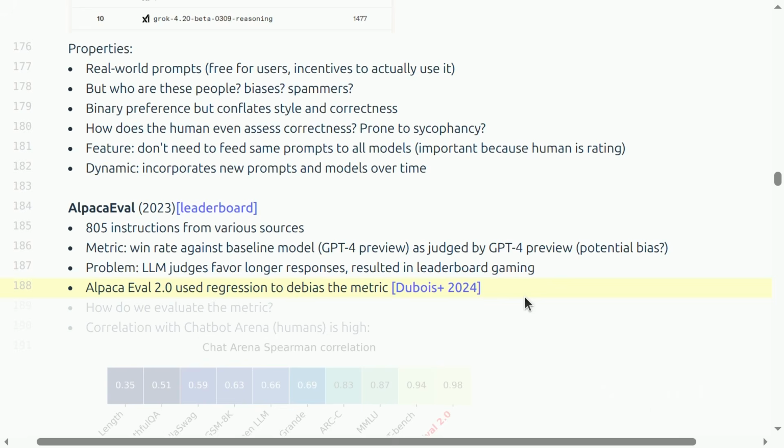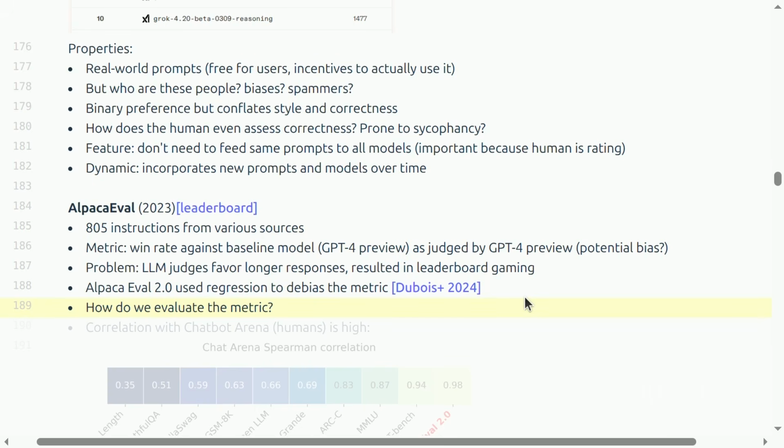Okay, this raises a more general question, which is not necessarily specific to AlpacaEval, which is how do you evaluate a metric? Okay, so we've been talking about evaluation of models, and if I have a metric, I can evaluate a model. But if I'm coming up with a new metric, how do I know this metric is any good? So this is a hard problem, and there's no answer here.